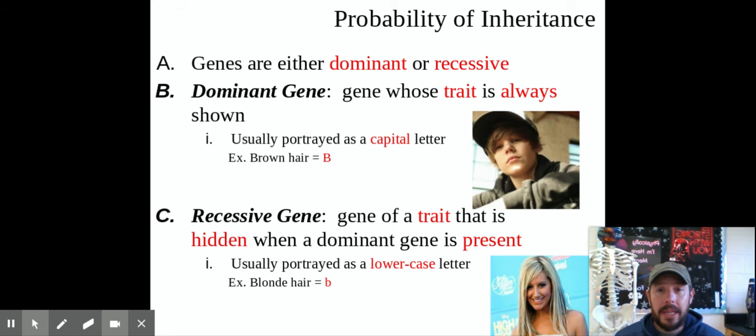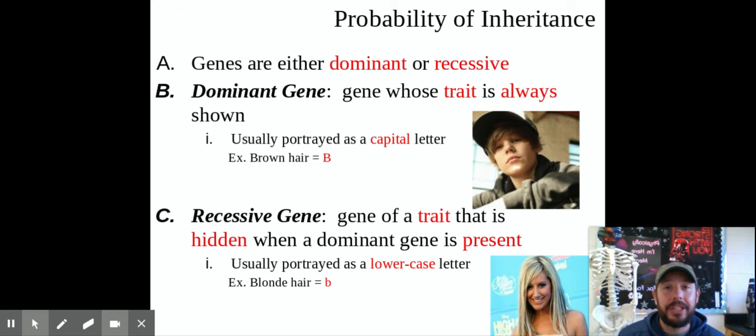Now, when we talk about these dominant and recessive genes, we portray them with capital or lowercase letters. You know it's a dominant gene if we use a capital letter. For instance, brown hair is dominant over blonde hair. So we would show brown hair using the capital letter B. That means you're going to show brown hair if you get that gene inherited from a parent. Blonde hair is always recessive to brown hair, so we portray this with a lowercase b.